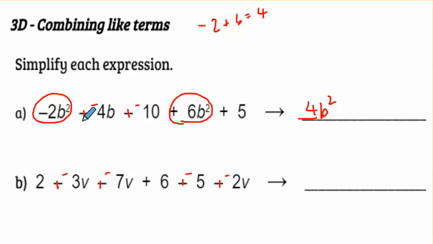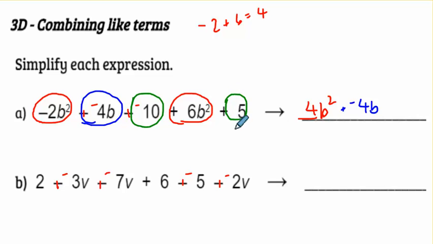All right, I've changed colors. Now let's look at the negative 4b. That's not going to go with the negative 10 because that's a constant, and it's not going to go with the 5 either. So actually, that's all we have: plus negative 4b. And then finally, we have a negative 10 added to a 5. The signs are different, so we do not add them. We subtract them and get 5, and it's going to be a negative 5 because the 10 is bigger. So our final answer winds up being 4b squared plus negative 4b plus negative 5.